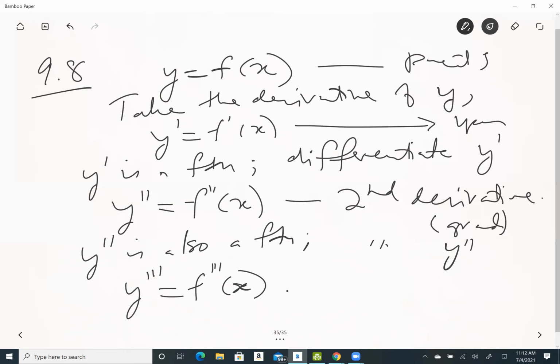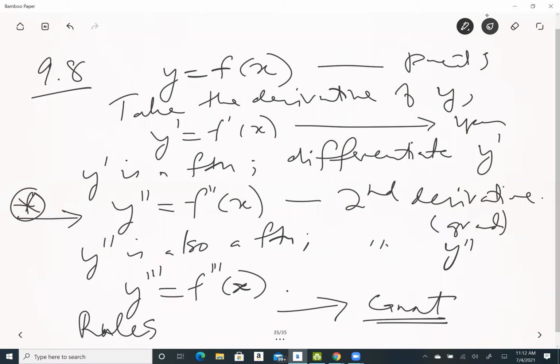We can continue to differentiate until you cannot differentiate anymore. You can take the 8th derivative, the 7th, the 9th, the 10th, whatever, depending on the function, until you cannot. But for our purpose, we'll do up to the second, because that is the one that is relevant to us. And all the rules of derivative apply. The rules that you learned earlier will be the same. We don't have any new rules. Same rules.